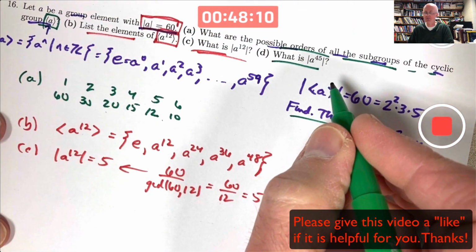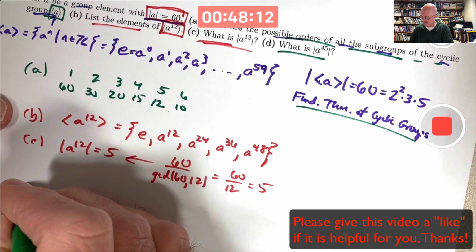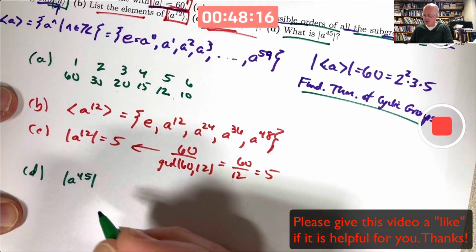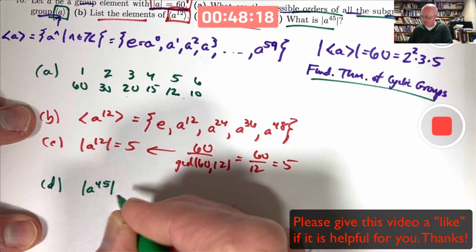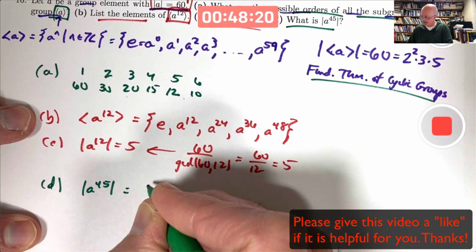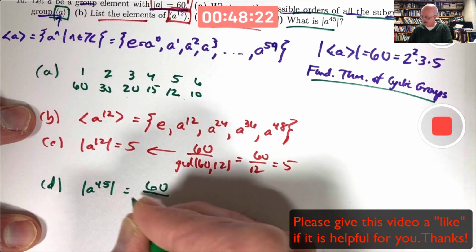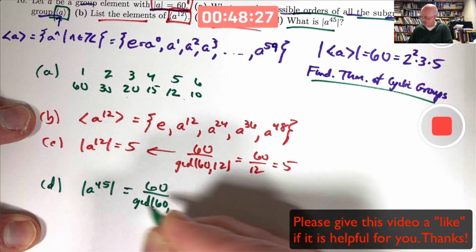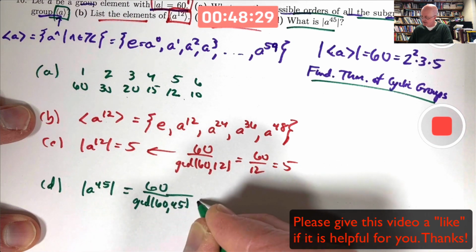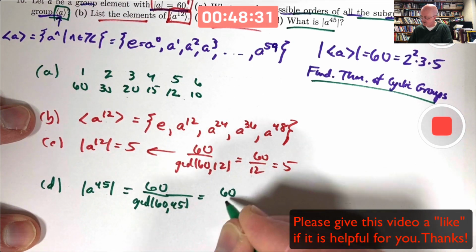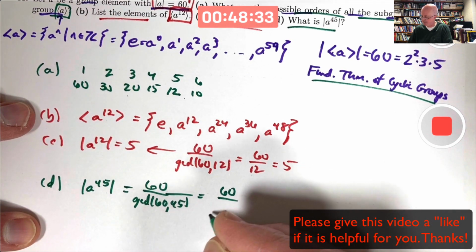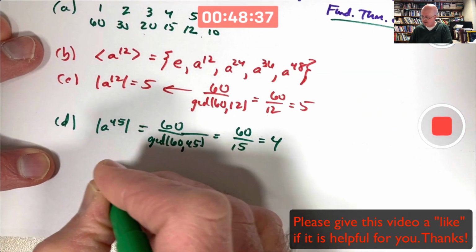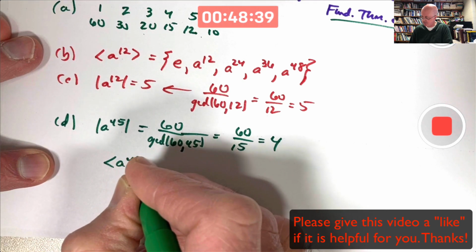What is the order of a to the 45th? We could try to figure it out by listing out the elements of the cyclic subgroup generated by a to the 45th. But we can also use the same kind of calculation here. We can take the order of the bigger group, 60, divided by the GCD of 60 and this power, 45. What's the greatest common divisor or greatest common factor of 60 and 45? Think a little bit, it would be 15. The answer is 4.